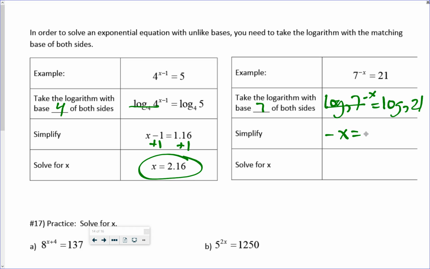The other side is not 3. Okay? Lots of people will say that. It is not 3. 7 raised to what power is 21? That's what we're finding. So do log 21 divided by log 7. 1.56.